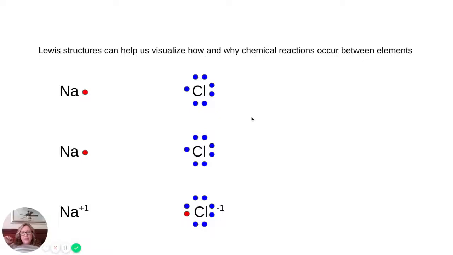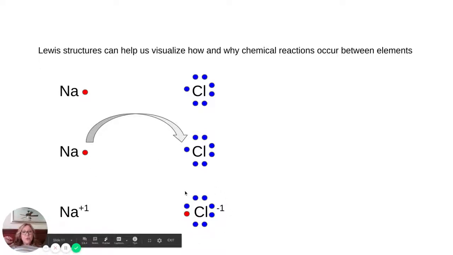All these things are happening. Anyway, my presentation isn't perfect, but anyway. So what's going to happen is that chlorine is going to steal the valence electron from sodium. And sodium is going to be happy to get rid of it, okay? So that's what actually happens. Chlorine steals that valence electron.